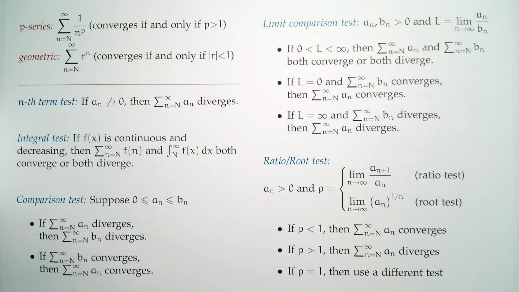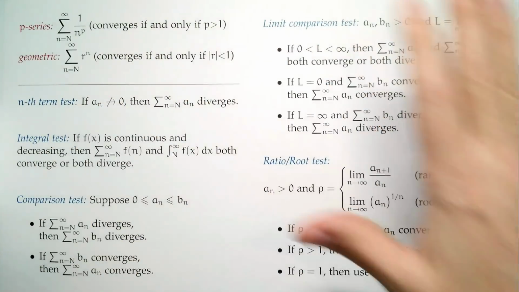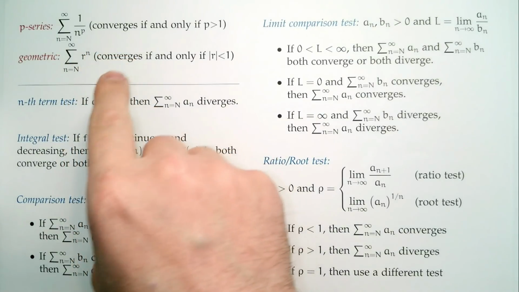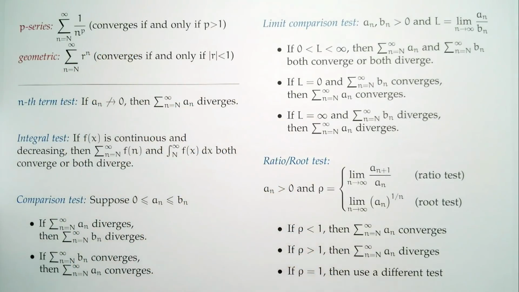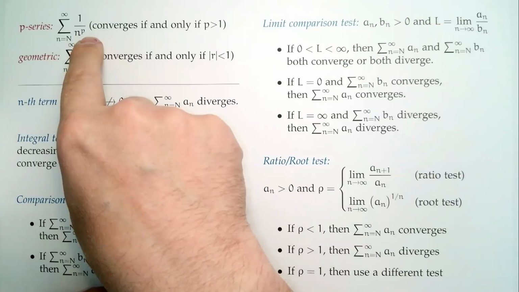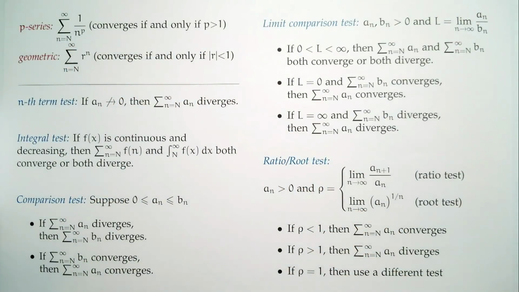Well, I think it's a good time to pause and just think about what we have. So this sort of gives us a summary of our various tests that we've learned about. So we have our go-to series, our p-series and geometric. And we're going to compare lots of series to these, and so we want to make sure we have those down cold. So p-series means you have 1 over n to the power of p. That converges when p is above 1.